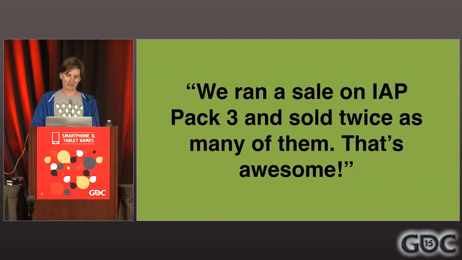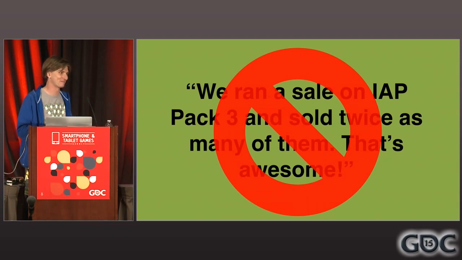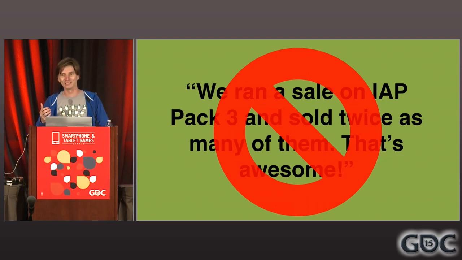We ran a sale on in-app purchase pack 3 and sold twice as many of them. That's awesome. Well, maybe it's awesome, but that's really only a small amount of information. This is a data context problem. You could just be cannibalizing all your other in-app purchases. You might actually make less money while this thing is on sale. This is a pretty simple one to overcome, but it's surprising how tunnel-visioned and narrow in focus people get when they're talking about this sort of stuff.